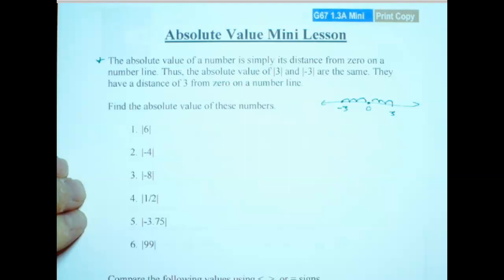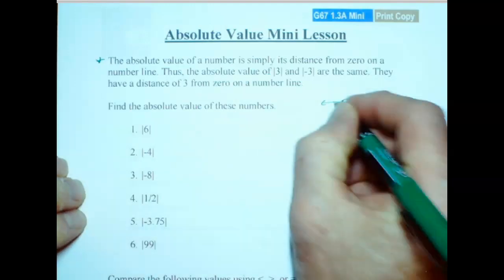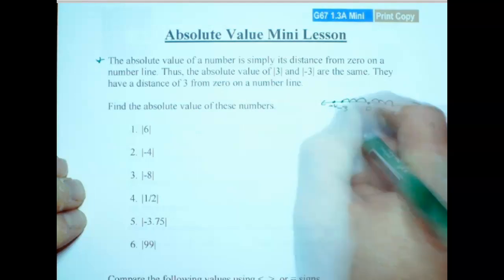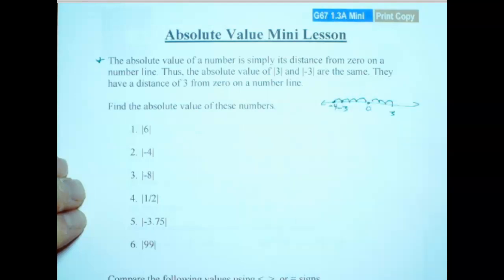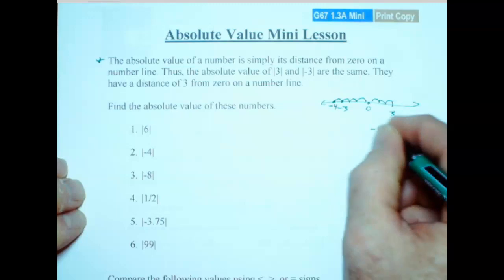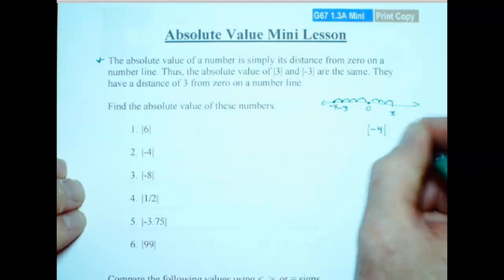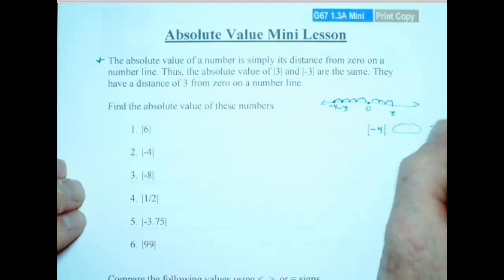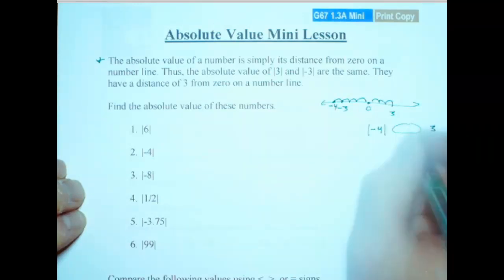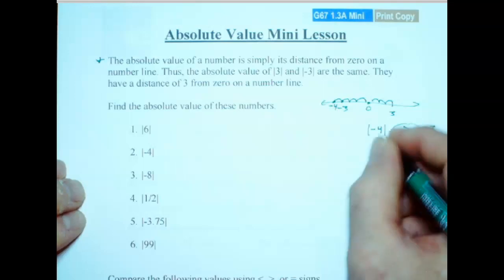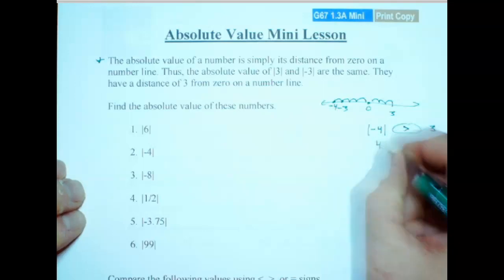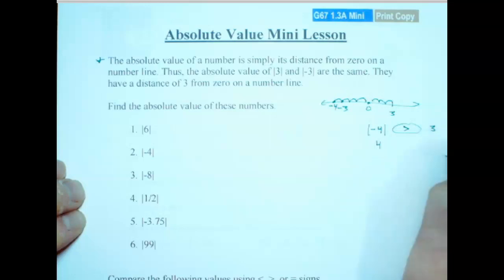Here's what really throws kids off. Here's negative 4. The absolute value of negative 4 is greater than the absolute value of 3, and it freaks kids out. How can a negative number be greater than a positive number? Because it's not the negative number. When you drop those absolute value bars, the absolute value of that is 4, and 4 is greater than 3.